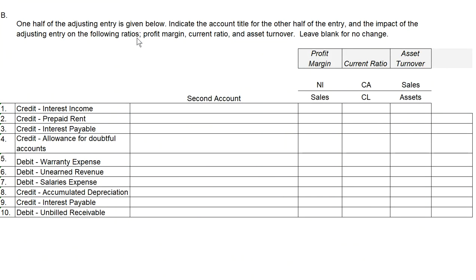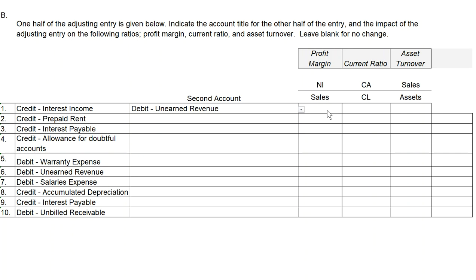Now I want to dig a little further and examine the impact of adjusting entries not only on our profit margin, which was net income divided by sales, but also on our current ratio, which is what? Current assets divided by current liabilities, or our asset turnover, which was a measure of how efficiently we are using our assets to generate sales, and that's simply sales over assets. So let's look at our first one. We've credited interest income, so revenues went up. And what's the other half of this? It sounds like we would have probably debited what? Unearned revenue.